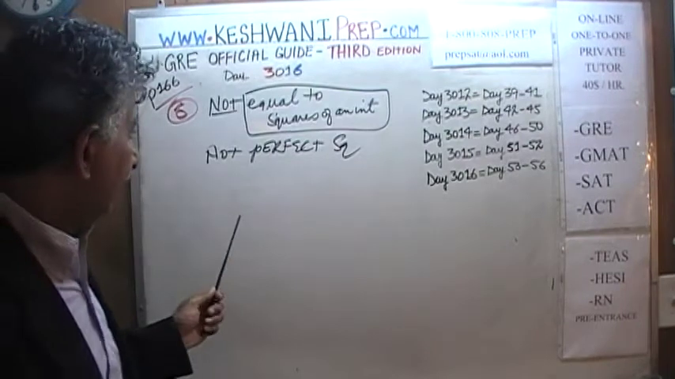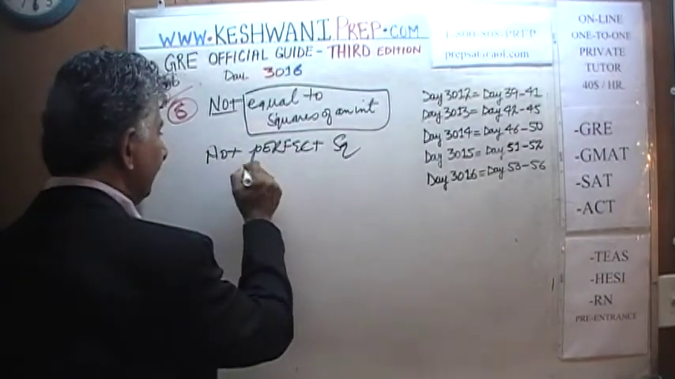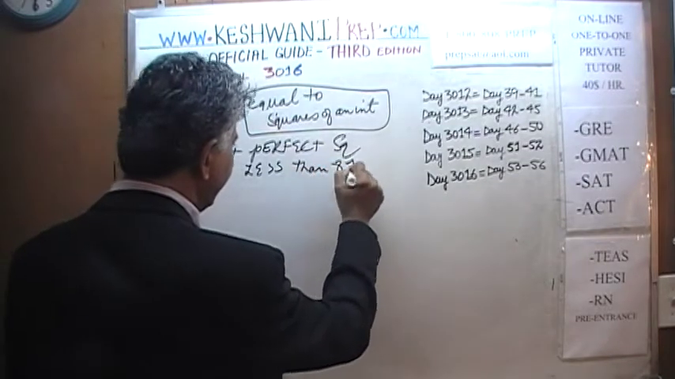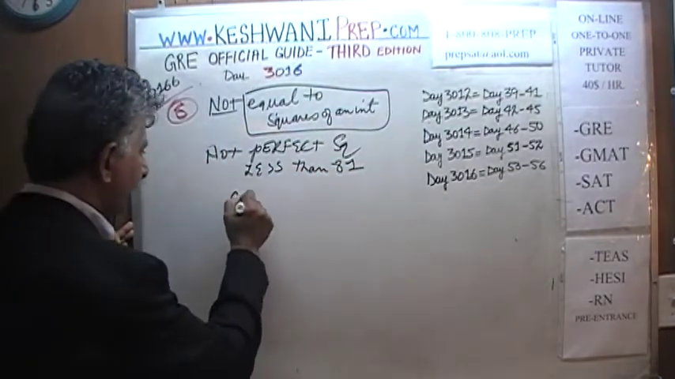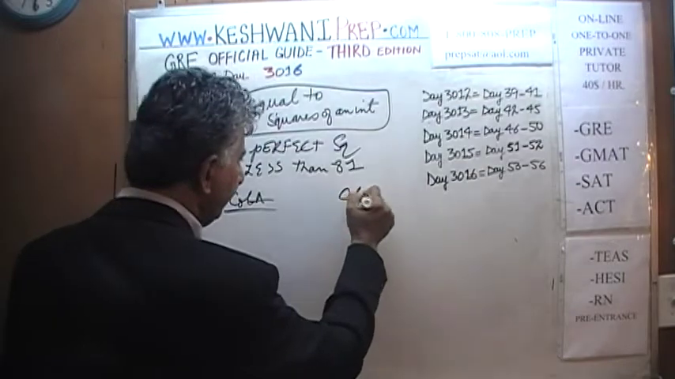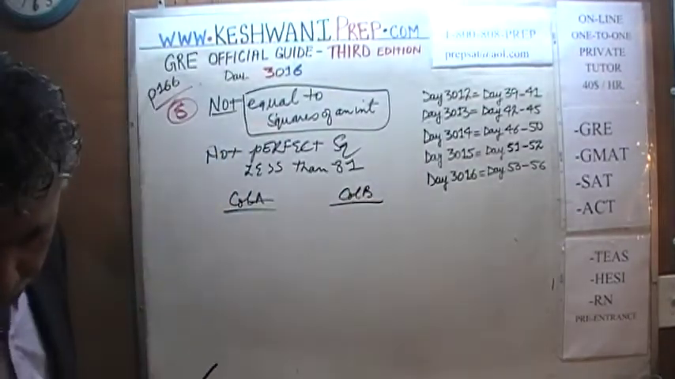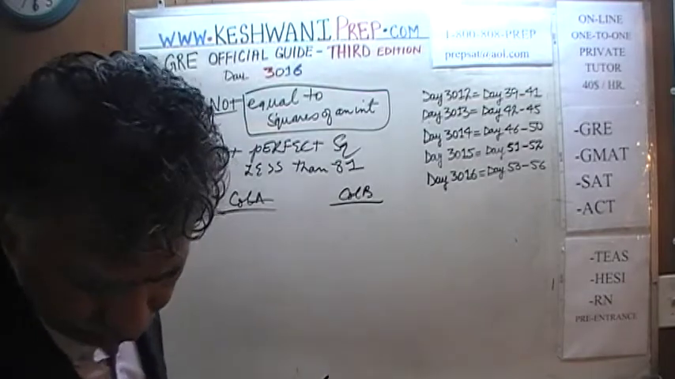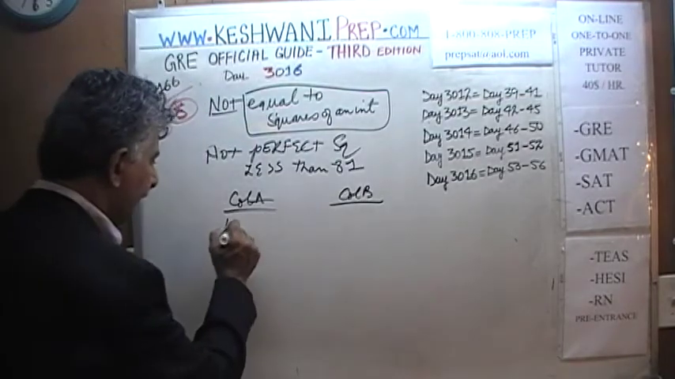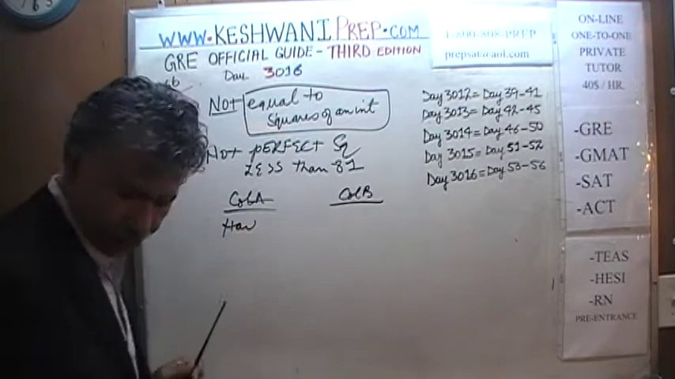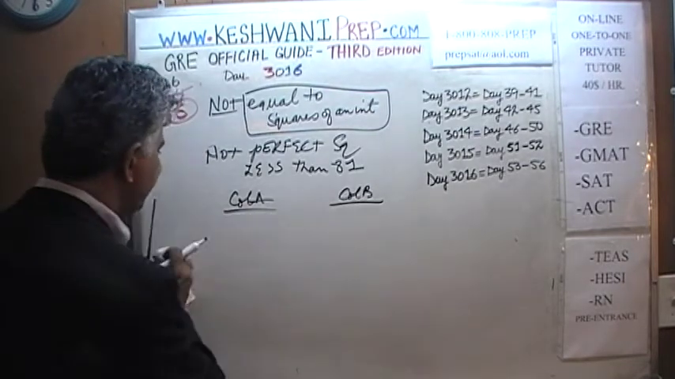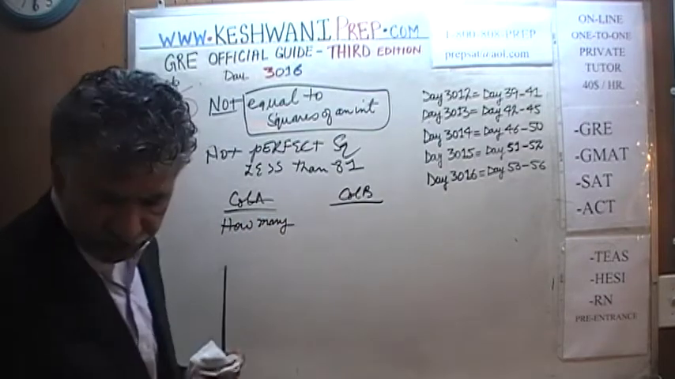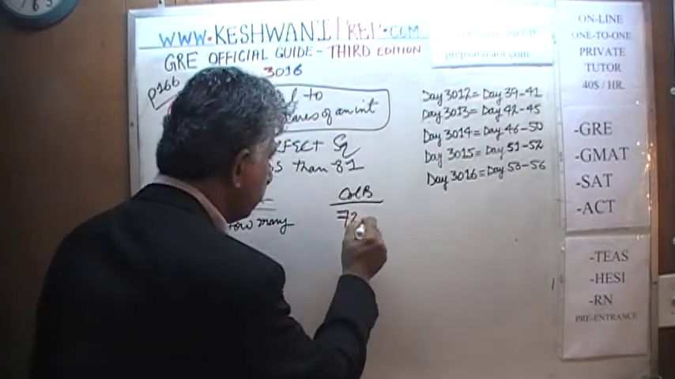Obviously, less than 81. That's your set S. There is column A and there is column B. In column B, we have the number of integers in set S, versus 72. So how many are there?